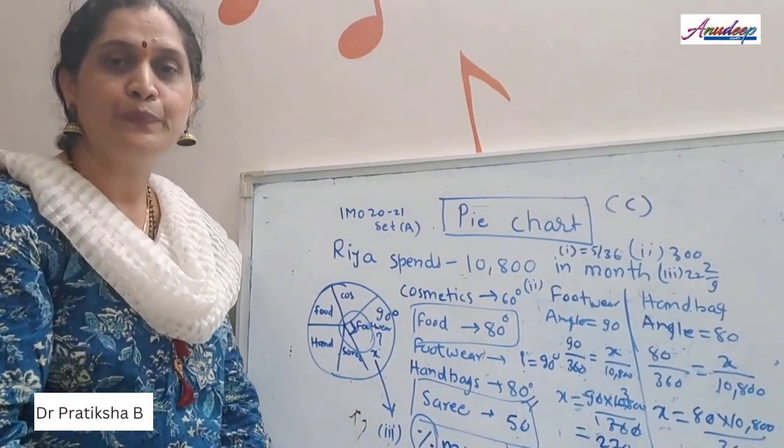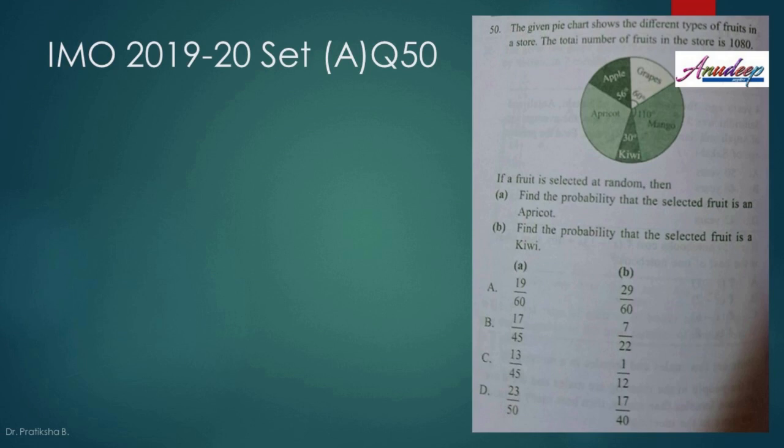and you can save your time. Let us solve the second question that was asked in the IMO exam 2019-20 from set A. Here you need to find out the probability for the fruit that is getting selected. So you have been given the data regarding the different types of fruit, and the total number of fruits in the store is 1080.